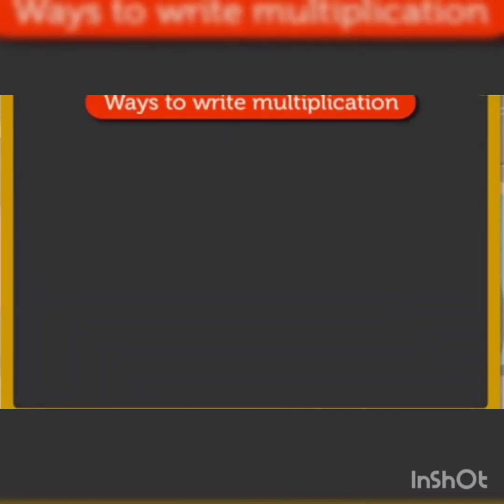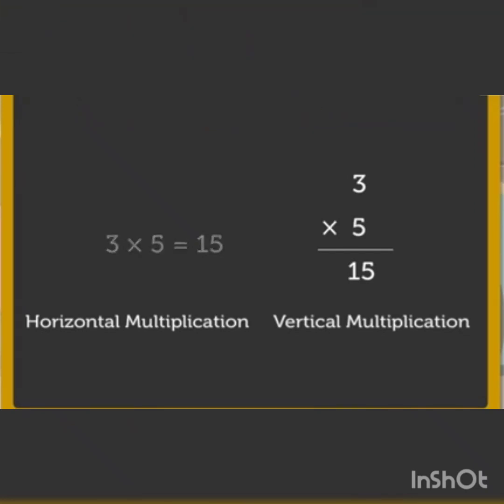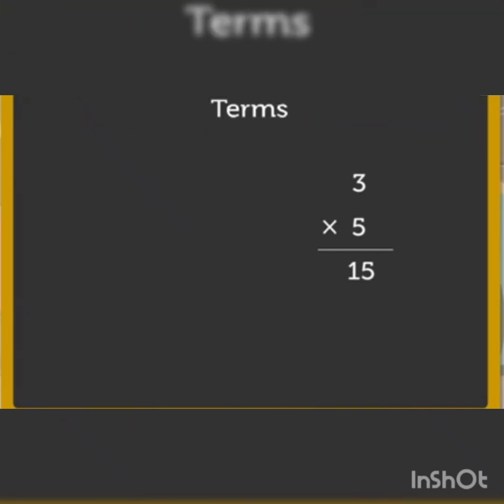Now, let's look at the ways to write multiplication. Here, we can see horizontal multiplication. We can write the numbers in a horizontal line. It is known as horizontal multiplication. And the next one is vertical multiplication. We can write the numbers in a vertical line. It is known as vertical multiplication.